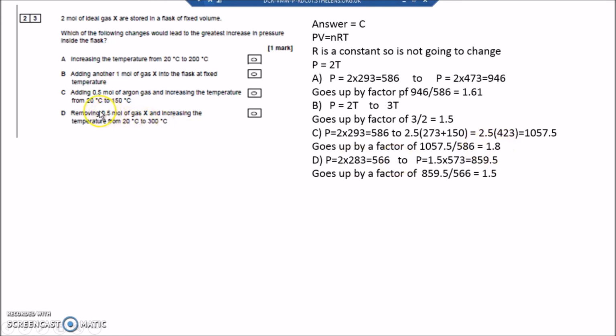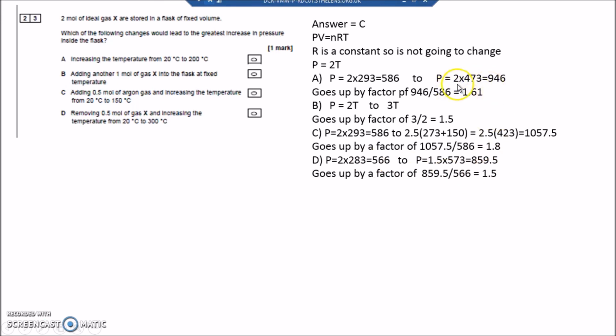And then finally D, removing half a mole of gas, so it's gone from 2 moles down to 1.5 moles here now, from 20 degrees C, that's 273 add 20, that should be 293 there instead of 283. 2 multiplied by 293 is 586. 1.5 multiplied by 573, so that's 273 add 300 is 573, gone up to 859.5. So it's gone up by a factor of 859.5 divided by 586, 1.5 times.